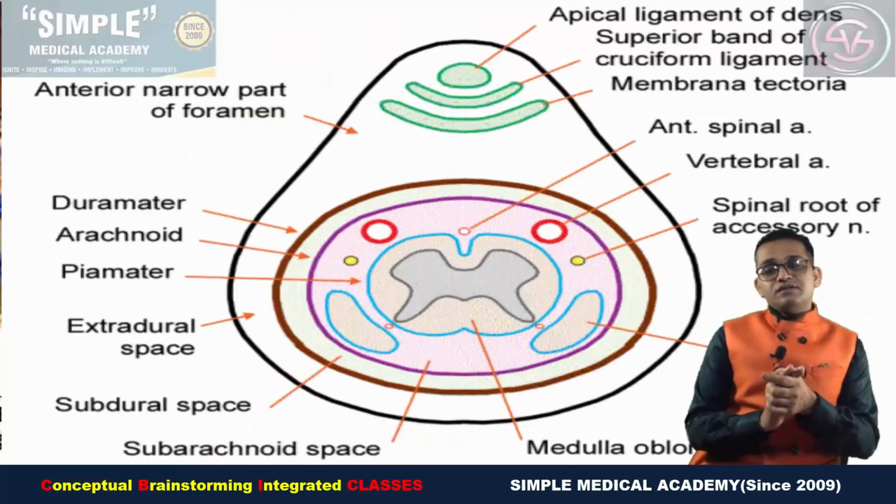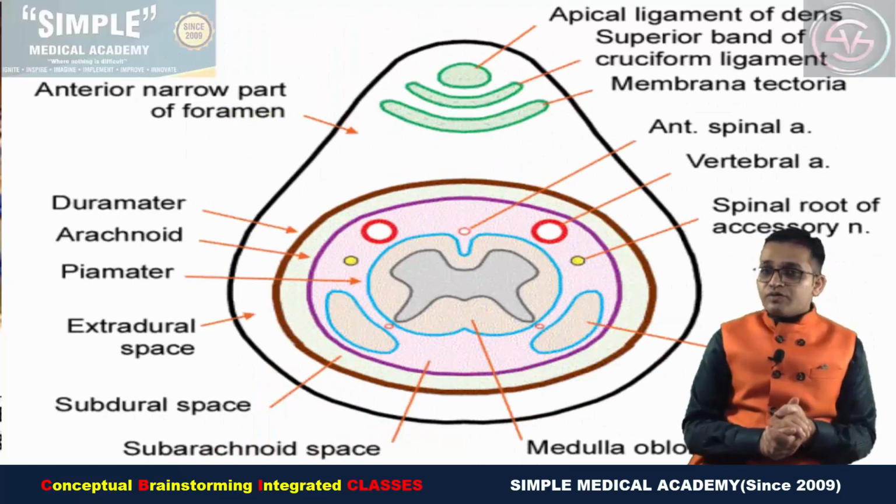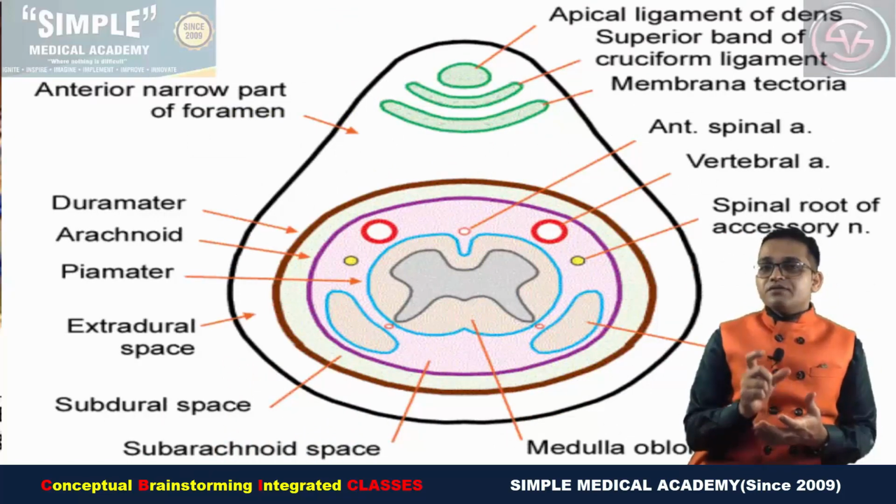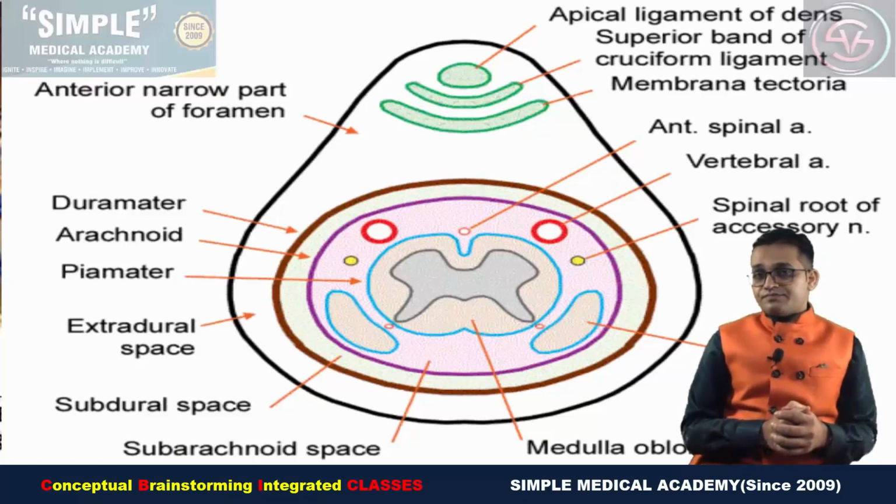We will see this later in the cranial nerve part, but what you have to remember is that through this foramen magnum the spinal root of the accessory nerve also passes. So there are the right and left spinal roots of the accessory nerve.